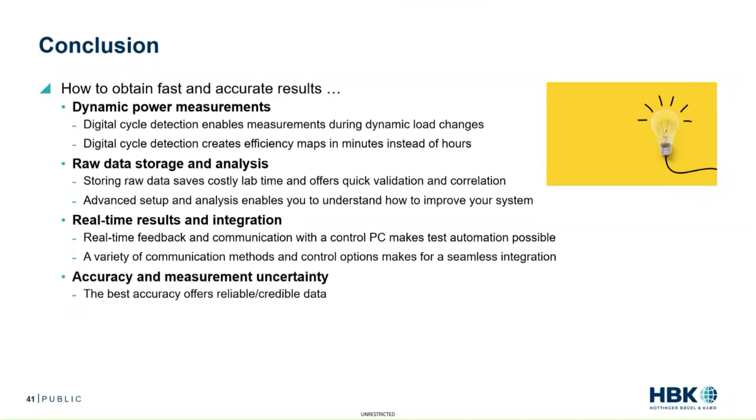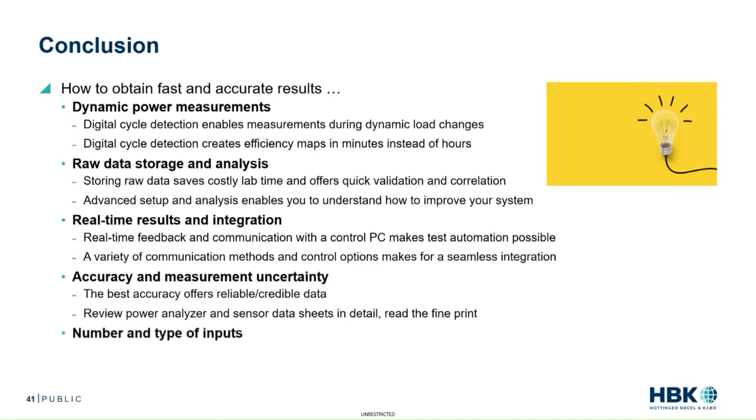And the accuracy and measurement uncertainty. You want to make sure you're getting the best accuracy so that you have reliable and credible data, especially when you're trying to improve the efficiency. You want to be sure to get the highest accuracy possible. And you want to make sure you read the fine print on those data sheets on the power analyzer and all the sensors as well, because that all becomes part of identifying the accuracy and measurement uncertainty of your entire system. And naturally, you want the ability to have a number of different types of inputs.